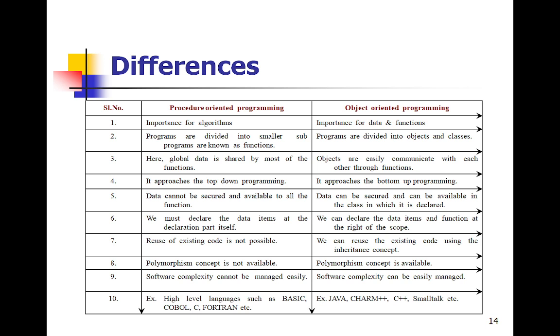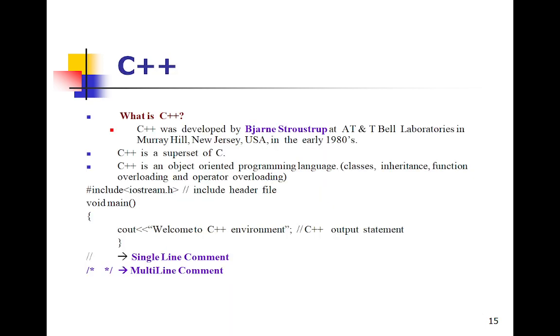After C, C++ supports object oriented programming, the OOPS concepts. Now let us discuss C++. That is the actual story, the previous history of C++.